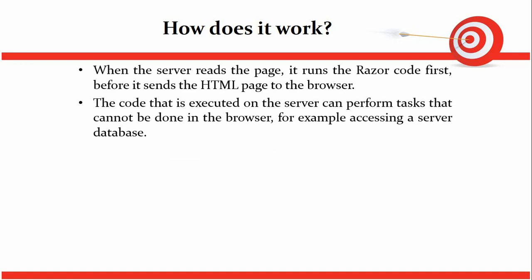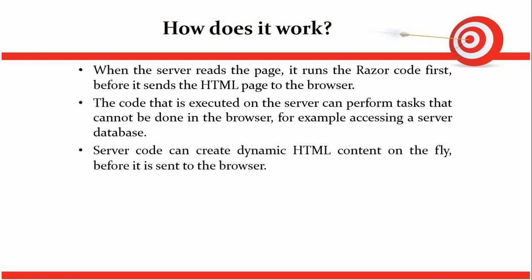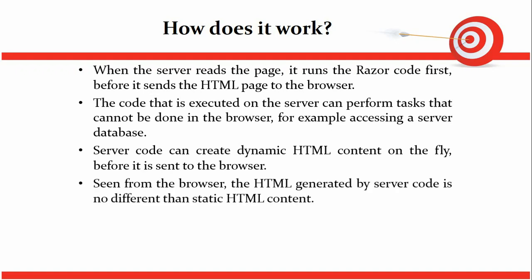The code that is executed on the server can perform tasks that cannot be done on the browser, for example, accessing a database. Okay. It can also create dynamic HTML content on the fly before it is sent to the browser. Just like how we have worked with PHP or Python when it comes to web development, JSP also, same idea. Okay, but a little bit more efficient and faster compared to these technologies. Okay, seen from the browser's point of view, HTML generated by the server code is no different than static HTML, because the browser doesn't care whether you use C# or PHP or Perl or whatever you are using, as long as I get the output. So that's the browser's point of view.